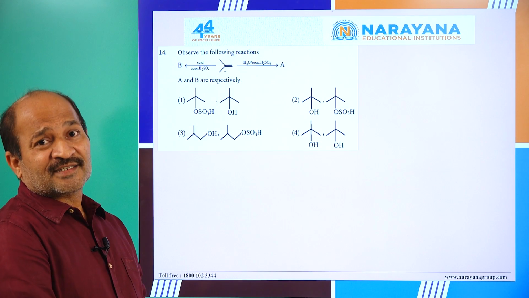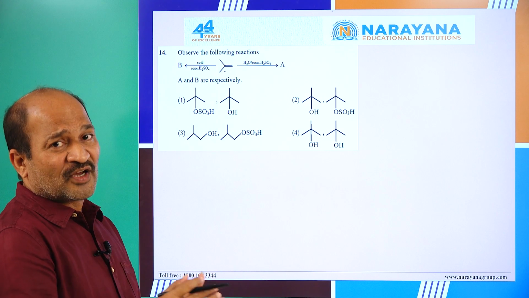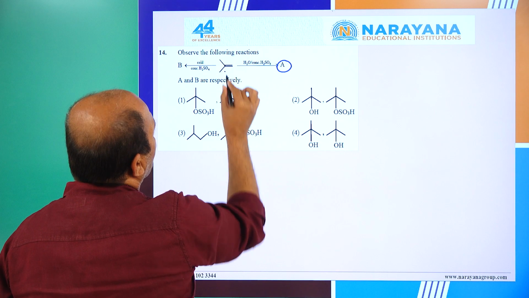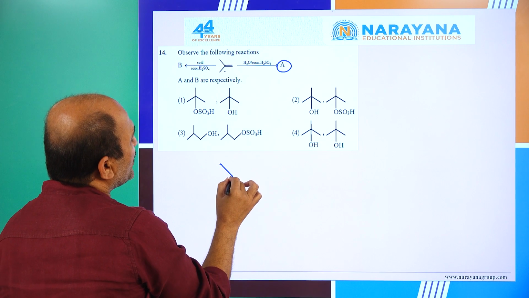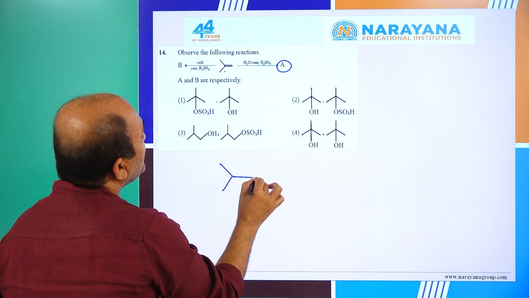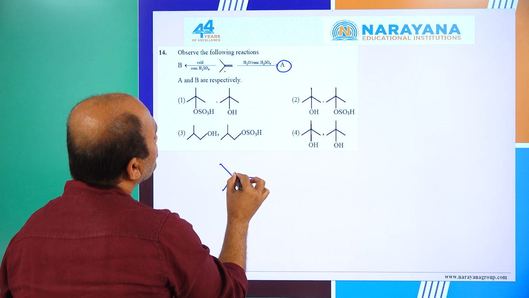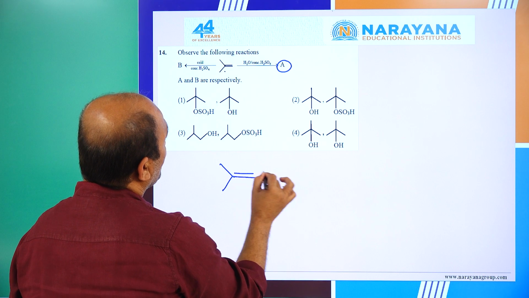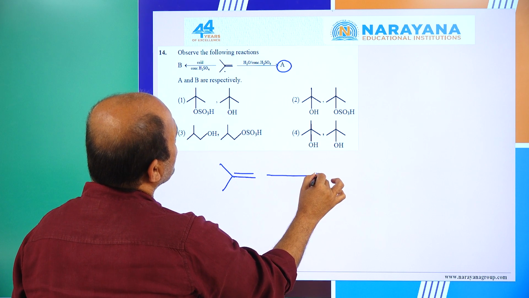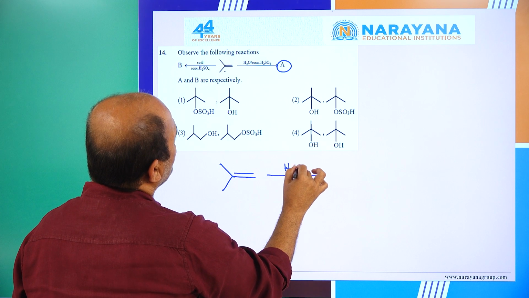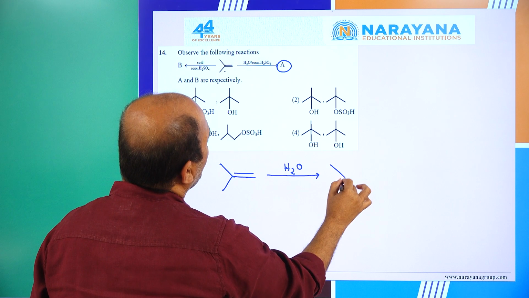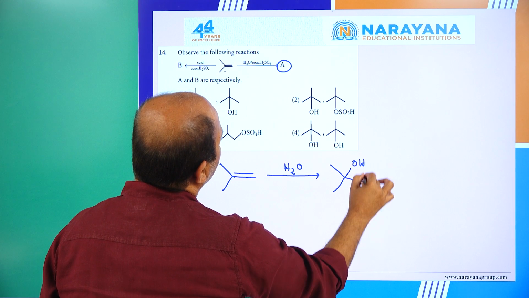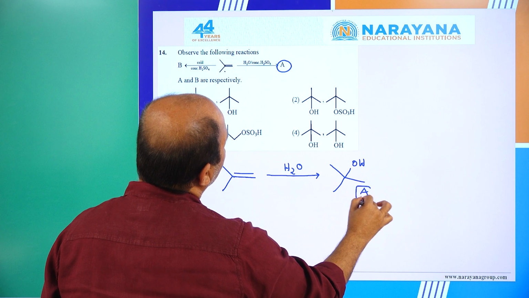Observe the following reactions. Students, be careful in this organic chemistry question. Here this is A, propene, butene, isobutene. Isobutene is treated with water in the presence of acid. So it is a simple question and alcohol is formed. So this is the compound A, right?